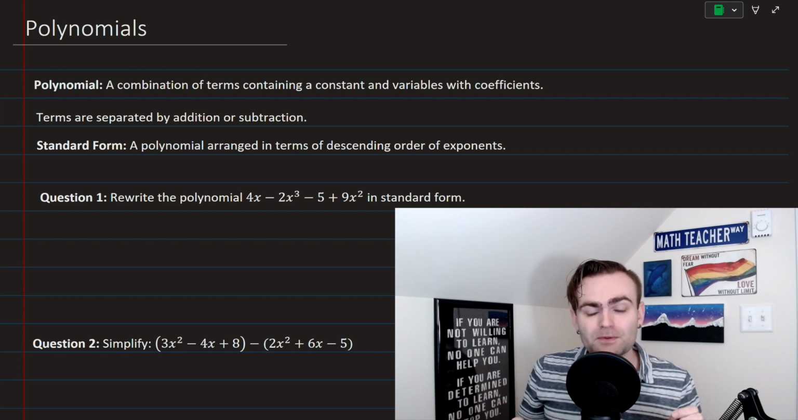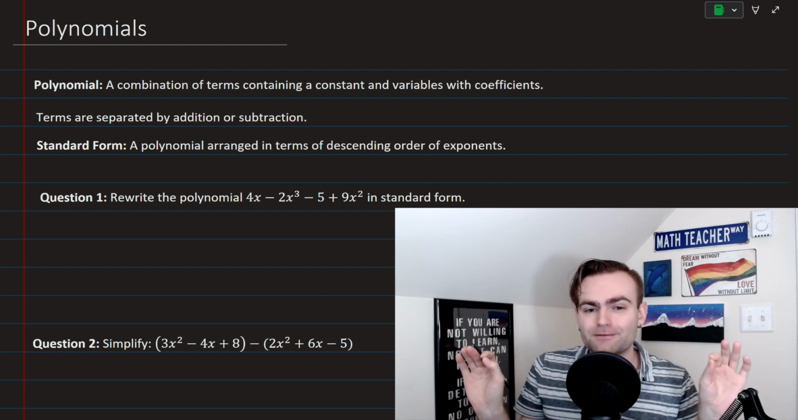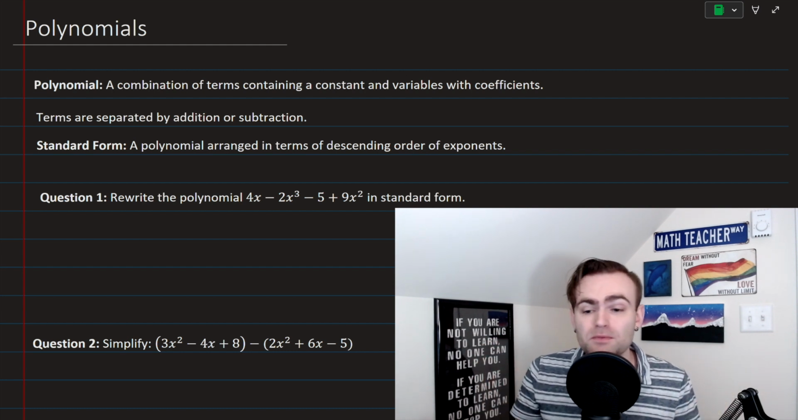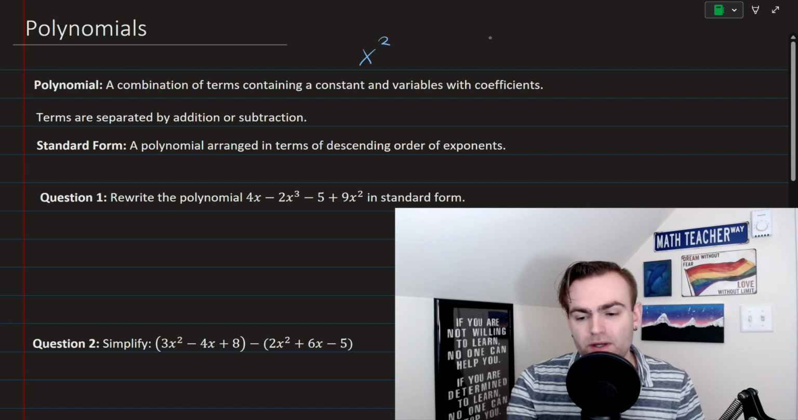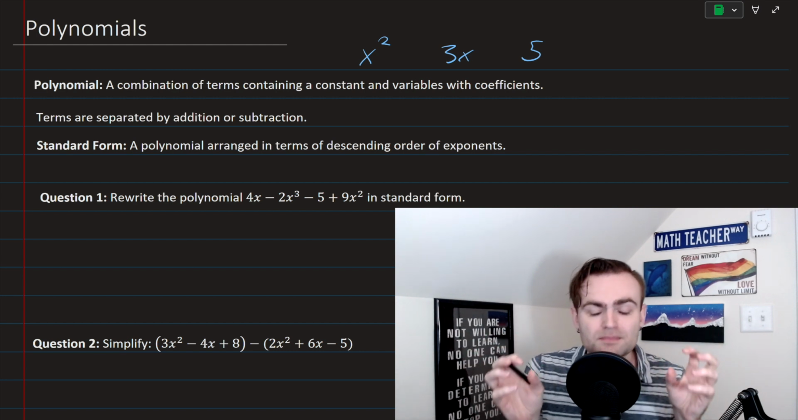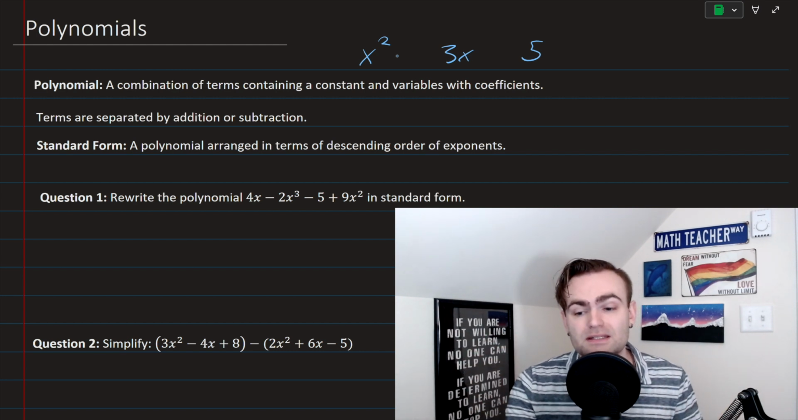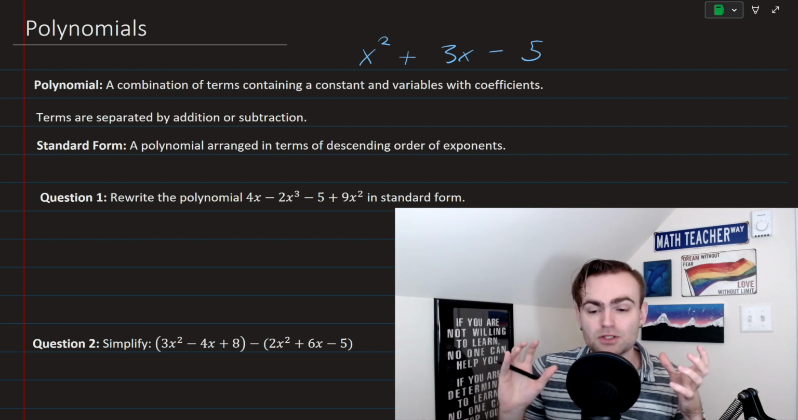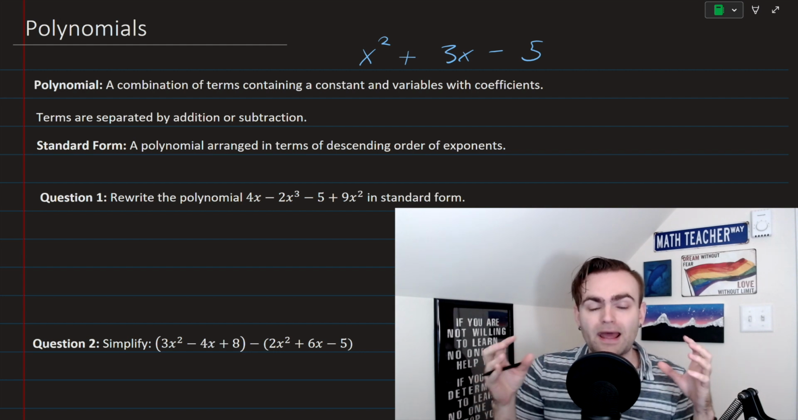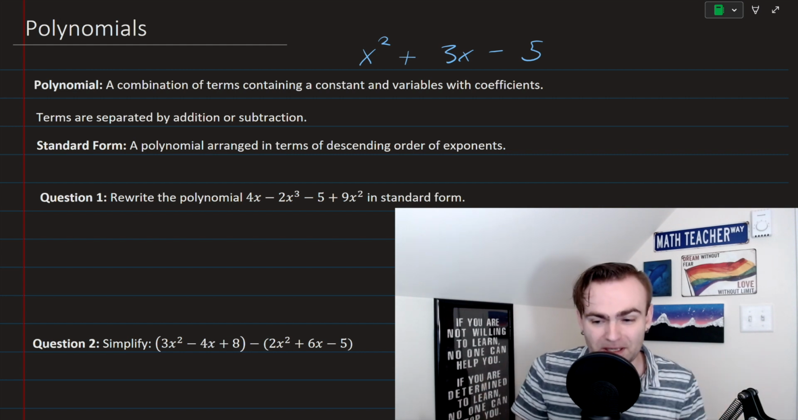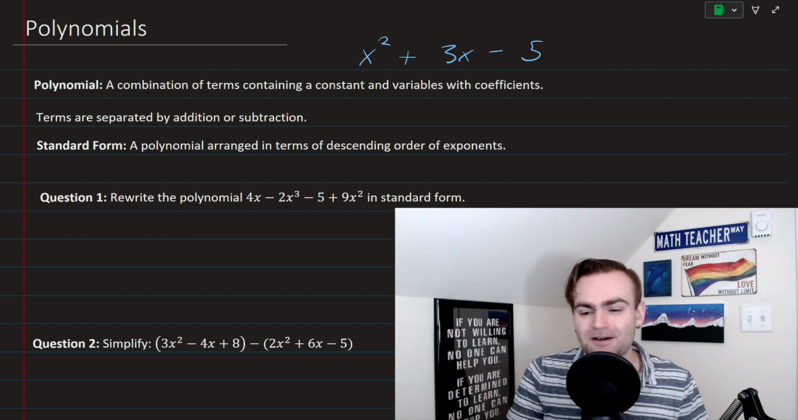So a polynomial is a string of different monomial terms containing constants and variables. A monomial is like x squared or 3x or 5. All of those are little terms and we separate them with addition and or subtraction. So a term is a combination through multiplication, and we separate them with addition and subtraction. Multiple terms makes a polynomial. Fun stuff.